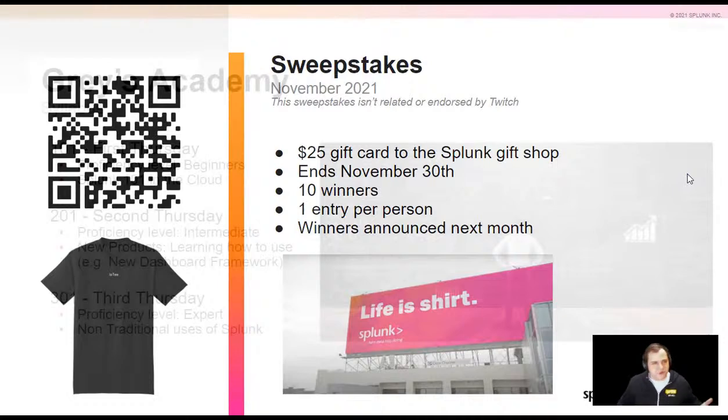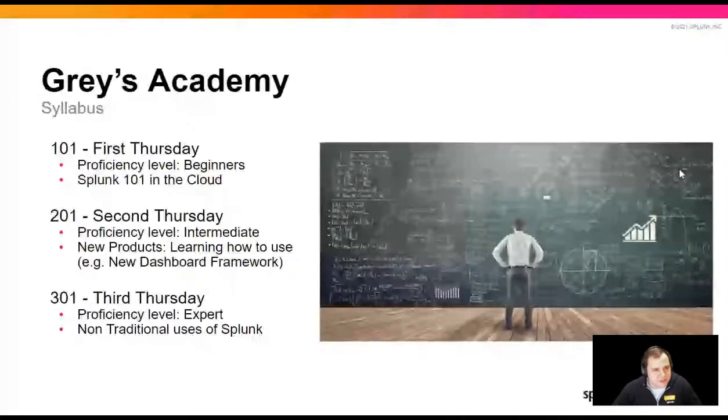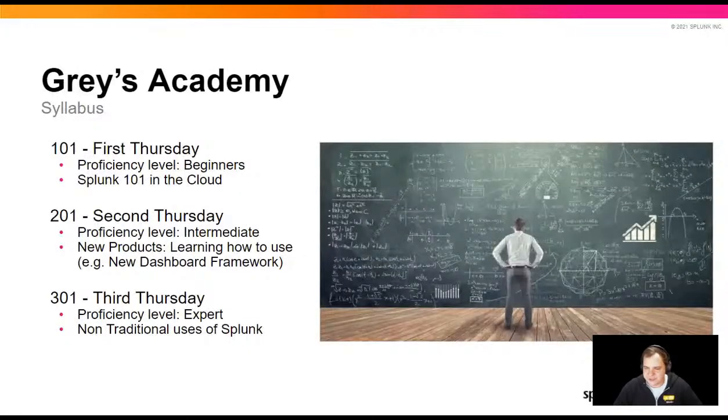And a little bit about what Gray's Academy is. It's a 3-part series. Today we're doing the first Thursday. This is a beginner proficiency level. So if you don't know anything about Splunk but want to learn a little more, this is a great place to start. We'll be doing Splunk 101 in the cloud. I'll give you some documentation about how to follow along as we go. And if you want, you can sign up for Splunk Cloud or meet us back next month. We'll be doing it all over again.